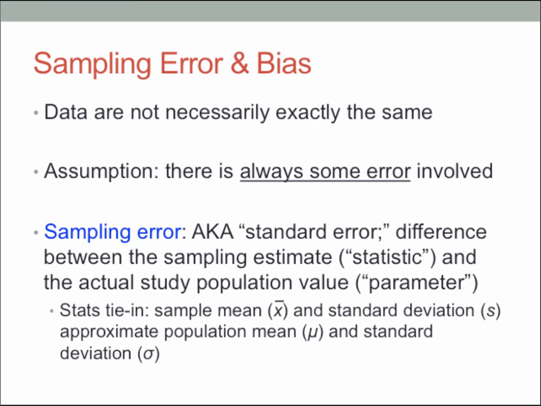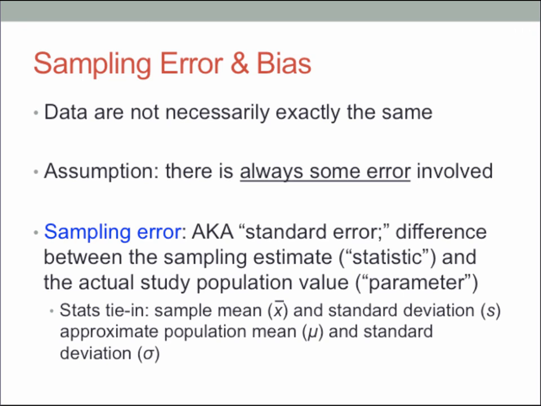So sampling error, or the standard error, by definition, is the difference between the sampling estimate and the actual study population value. If you recall, in class, I gave you the mnemonic of P and P, S and S. Your statistic goes along with your sample. The parameter describes your population. Statistics describe your sample. Parameters describe your population. And so, the difference between your statistic and your parameter is your sampling error.